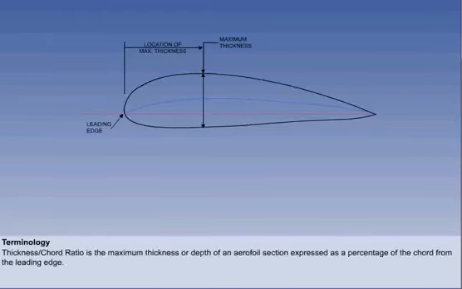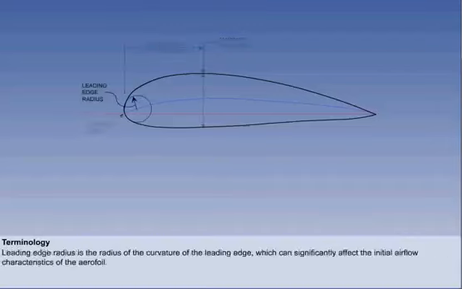Thickness-chord ratio is the maximum thickness or depth of an aerofoil section, expressed as a percentage of the chord from the leading edge. The thickness and thickness distribution of an aerofoil section have a significant effect on its airflow characteristics. Leading edge radius is the radius of the curvature of the leading edge, which can significantly affect the initial airflow characteristics of the aerofoil. Basically, the smaller the radius, the sharper the leading edge.